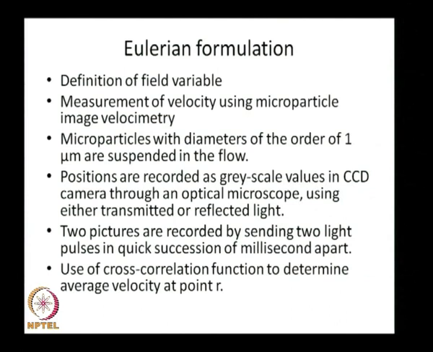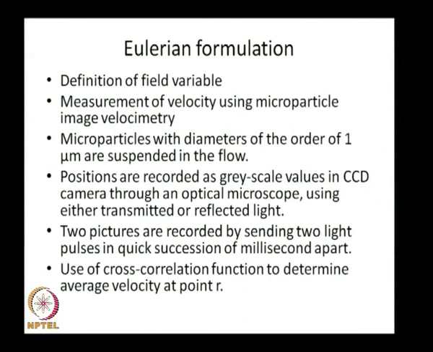Now, there would be a CCD camera that records, through an optical microscope, the transmitted or reflected light. All right. So, 2 pictures will be recorded by sending 2 light pulses in quick succession, which would be a millisecond apart. And then there would be use of a cross correlation function to determine average velocity at point r.